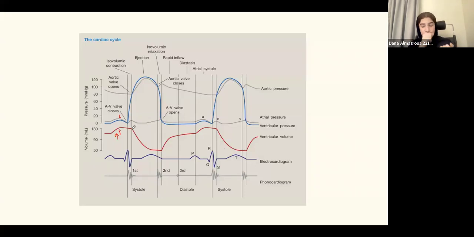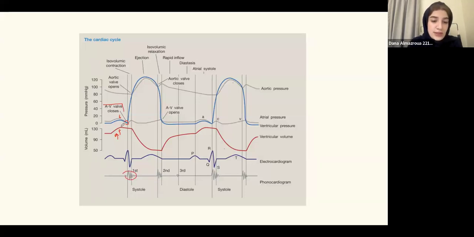Eventually, because blood has now moved from the atria to the ventricles, the ventricular pressure becomes even higher, and this will cause the AV valve to close, because now the ventricular pressure is higher since all the blood is now in the ventricles. We squeezed it down. And now the closure of the AV valve generates the first heart sound, which is S1.